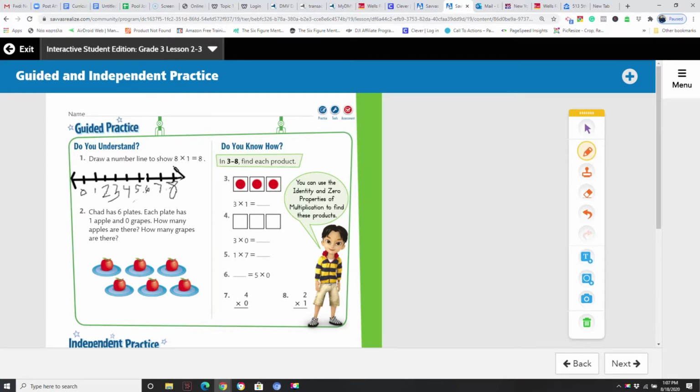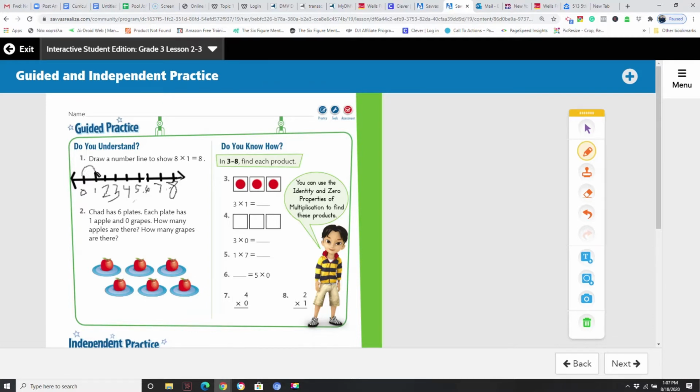So remember, our first number represents our groups, or the number of jumps in this case, and the second number represents how many in each group, or how much we're jumping each time. So again, we should have 8 jumps in our number line, and we're jumping 1 space each time. So I'm going to start at 0, and I'm going to jump 1 each time.